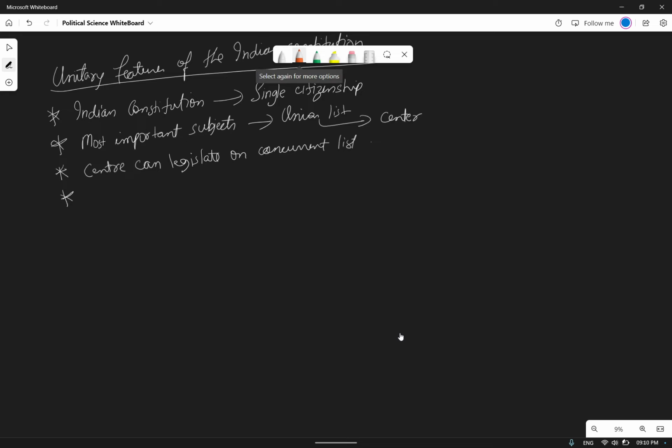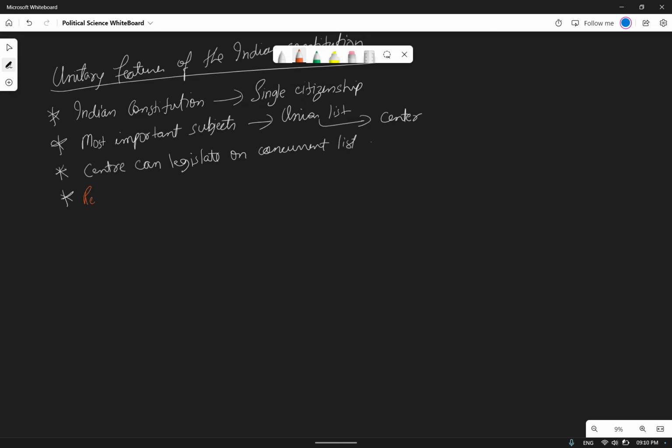that whenever residuary power is there, if there is any power which is left, which is neither mentioned under the state list, union list, or concurrent list, in that case it will go into the hands of the central government. But if that decision is challenged, the decision will be taken by the Supreme Court, and the Supreme Court's decision will be final. So the judiciary plays an important role here.